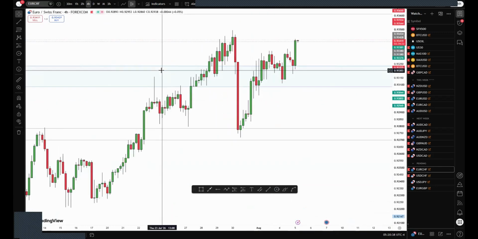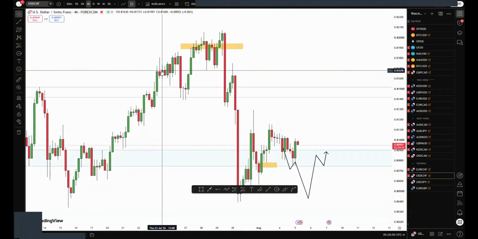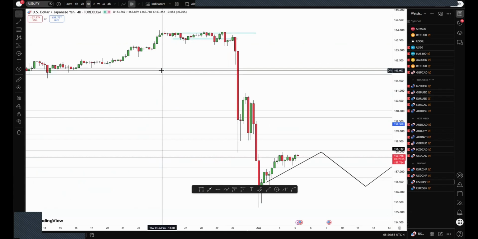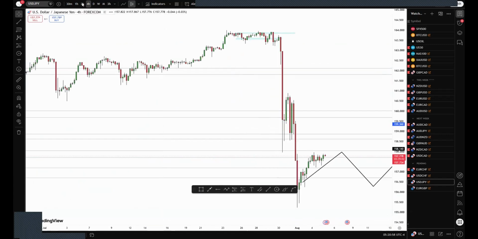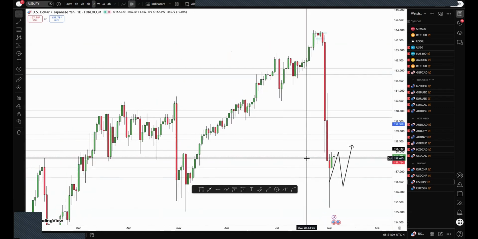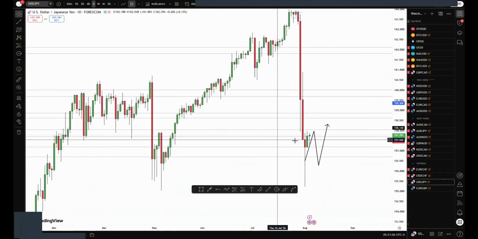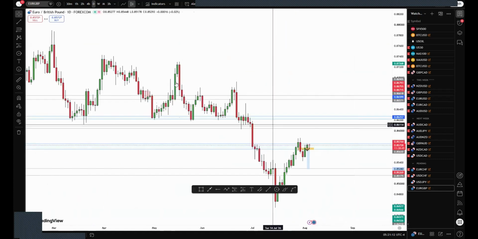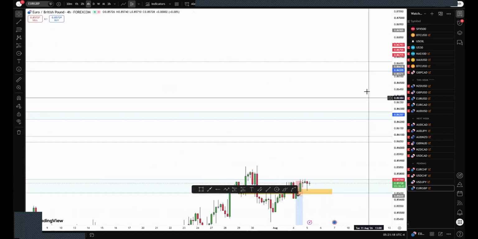USD CHF, sorry. Price is still bearish in the 4 hour time frame. Same as this one. Same as this one. I'll wait and see how the weekly will close for these pairs. Same with this one, especially that the daily is bullish.